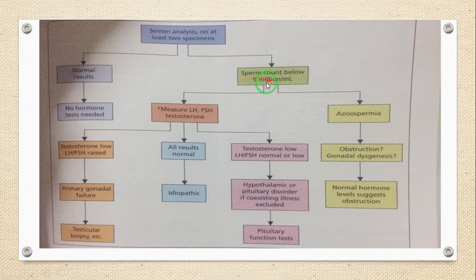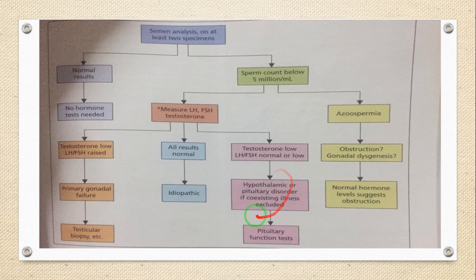But if the sperm count is below 5 million per ml but not azoospermic, then we measure the level of the gonadotropins, LH and FSH, in addition to testosterone. If all results are normal, this is an idiopathic cause. But if the level of testosterone is low while the gonadotropin is raised, this indicates that the patient has primary gonadal failure. The problem is in the testis. And if the testosterone is low and the LH is low, and the FSH is normal or low, this indicates that the patient has hypogonadotropic hypogonadism.